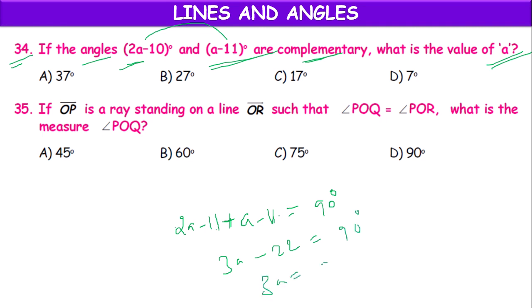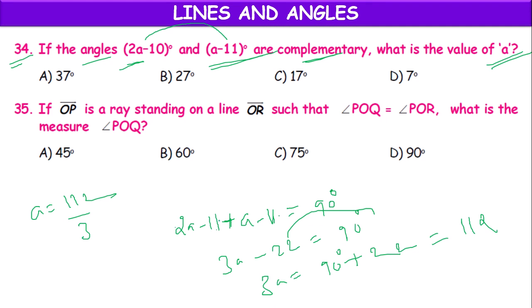Or 3a minus 22 equal to 90 degrees. This minus 22 will go towards the right hand side. It will become plus 22, which is equal to 112. So a equal to 112 by 3. Sorry.